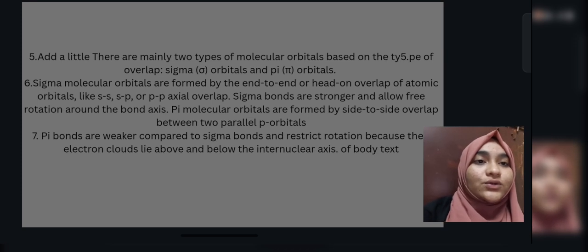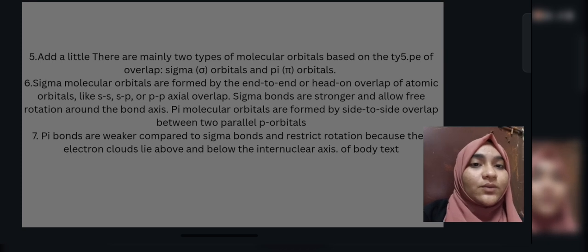There are mainly two types of molecular orbitals based on the type of overlap: sigma orbitals and pi orbitals. Sigma molecular orbitals are formed by the end to end or head on overlap of atomic orbitals like s with s, s with p, or p with p. These are known as axial overlaps. Sigma bonds are stronger and allow free rotation around the bond axis.